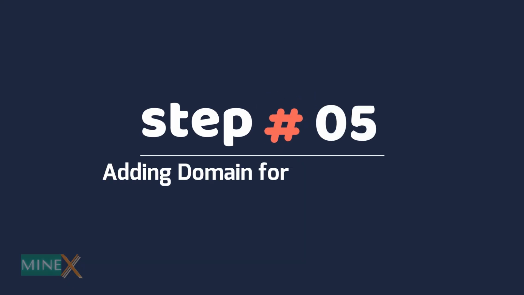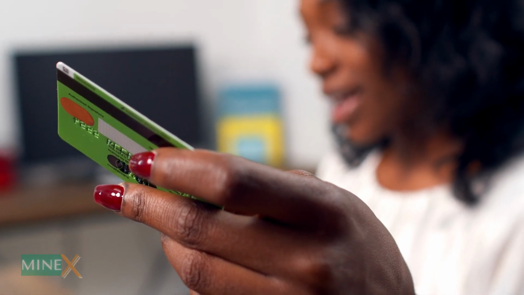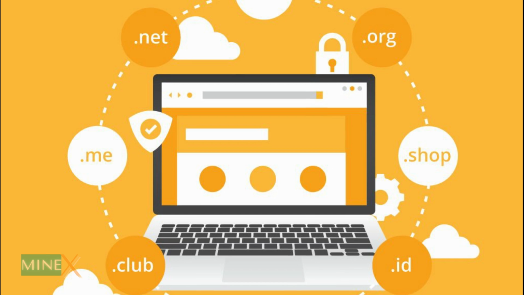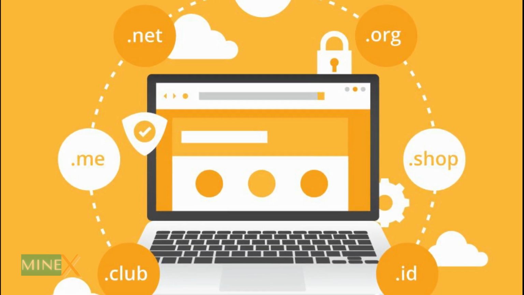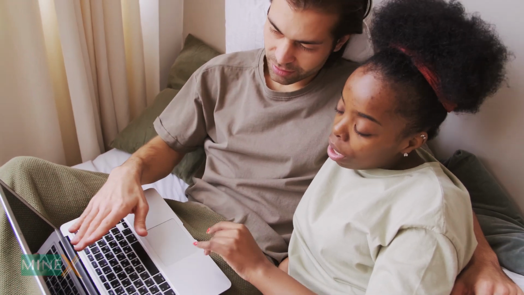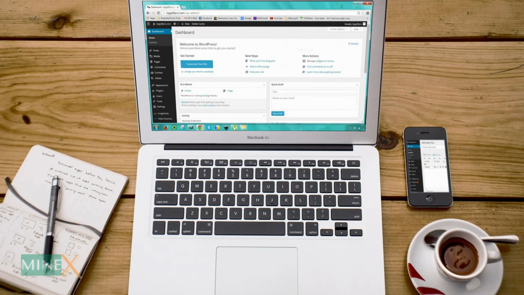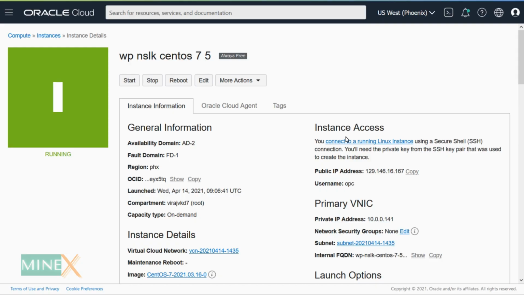Fifth step. Adding a domain for the new site. There are different domain name providers, but you have to pay for top-level domains. Check the guide in the description, I will provide links to get a cheap top-level domain name for your site. You can also get a free domain name for your site, check the guide. After you get the domain name, point the domain toward the public IP address of the VPS. Let's see how to do that.